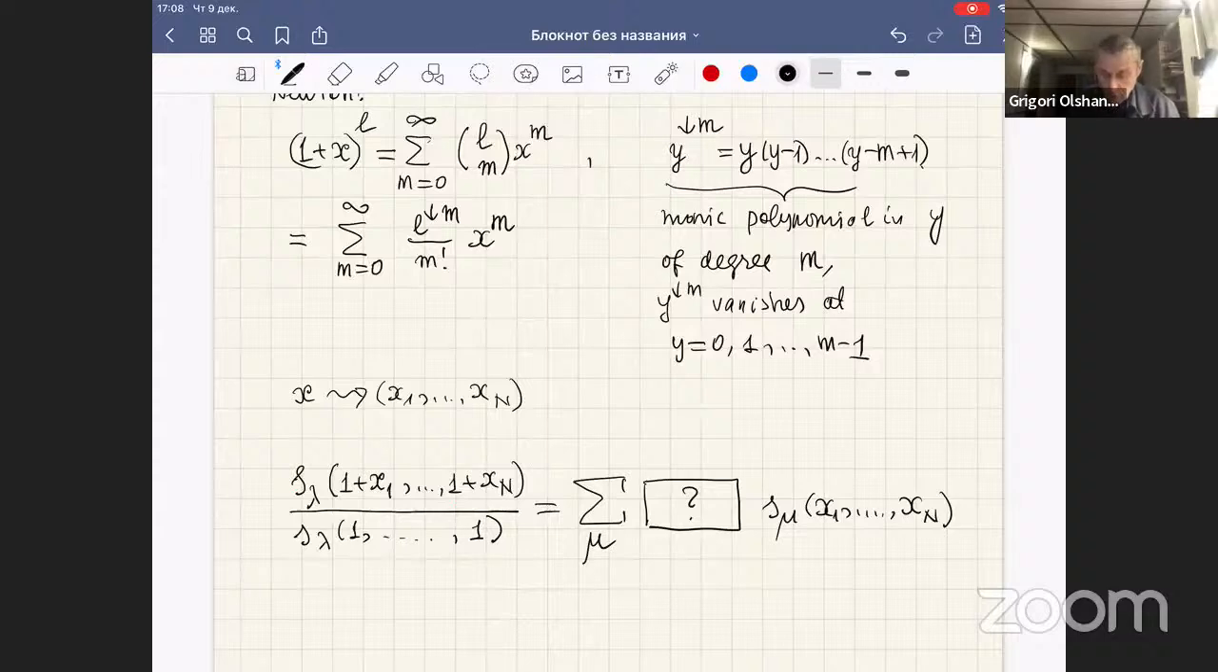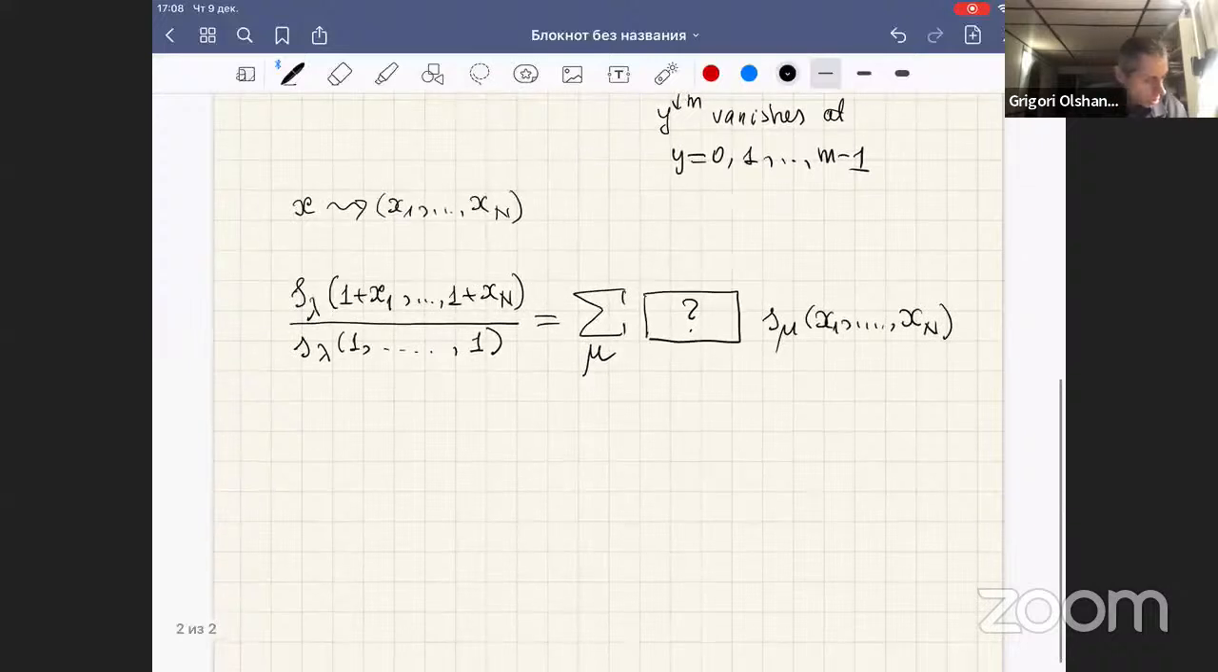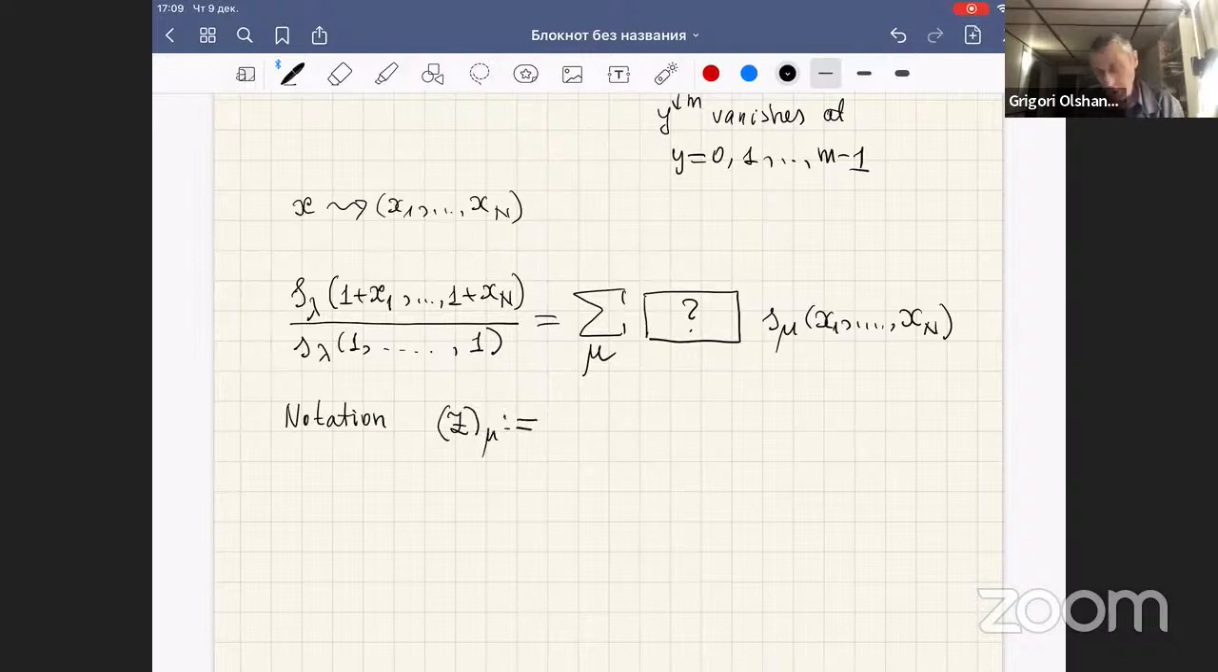And now I would like to tell you what we get. I need one more notation. Take any formal variable, say z, and given a Young diagram mu, I introduce this notation. It can be defined as follows. Take the product over all the boxes of mu, z plus the content of the box.